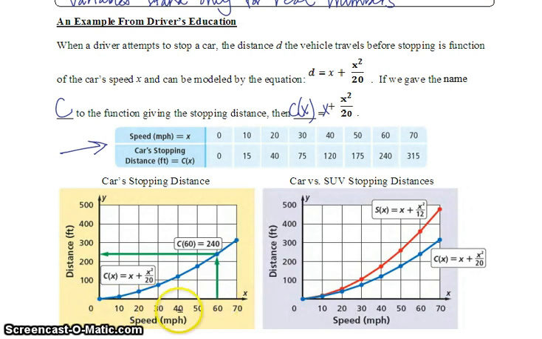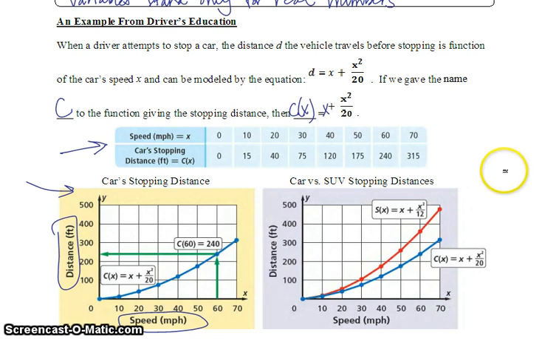If you look at the graph of that function, this is a car's stopping distance graph right here. Speed is on the x-axis, distance is on the y-axis. You can tell that as speed increases, the stopping distance increases as well.